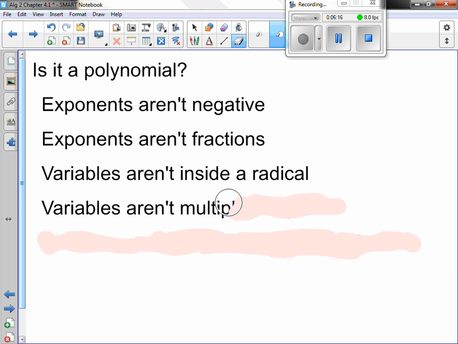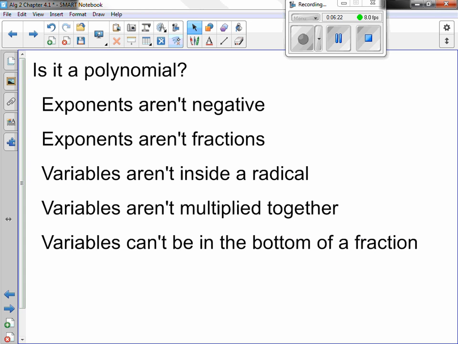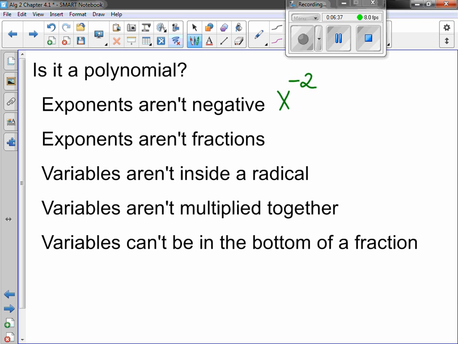We have two more. Variables aren't multiplied together. And lastly, variables cannot be in the bottom of the fraction. So I'll give you some examples here. Exponents aren't negative. We can't have x to the negative 2. That's not going to work. Exponents aren't fractions. So x to the 1/2 won't work because we have a fractional exponent. If we have fractional exponents, it's not going to be a polynomial function.